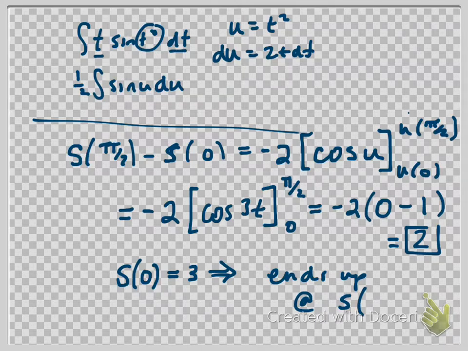S of, what would this be? Pi halves, right? Because that's the end of our interval. S of pi halves equals 5. Because we were given that at t equals 0, the particle was at 3. So think like a number line. The particle is sitting at 3 on the number line, and then it does something over the time span, but at the end of the time span, the displacement is positive 2, which tells me I ended up 2 steps to the right, right?